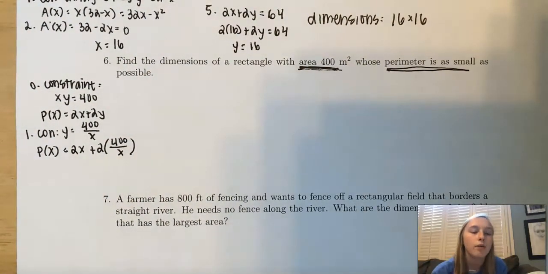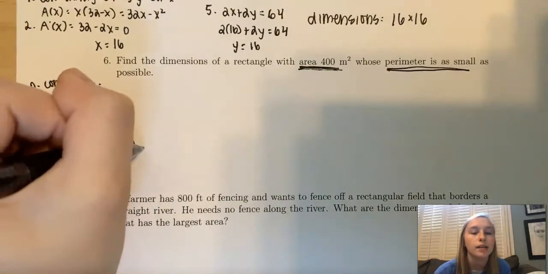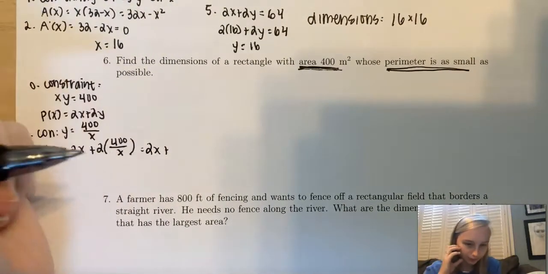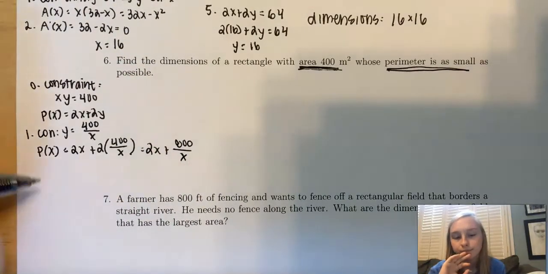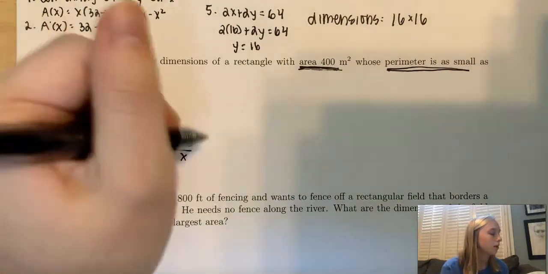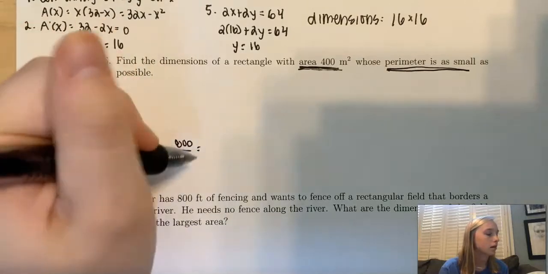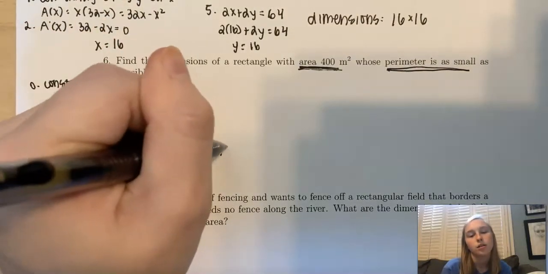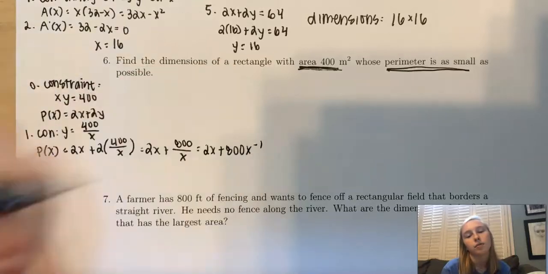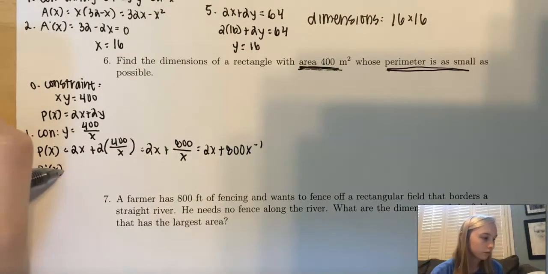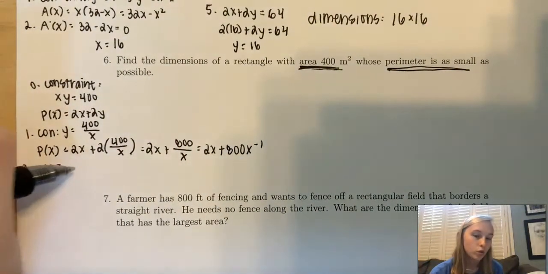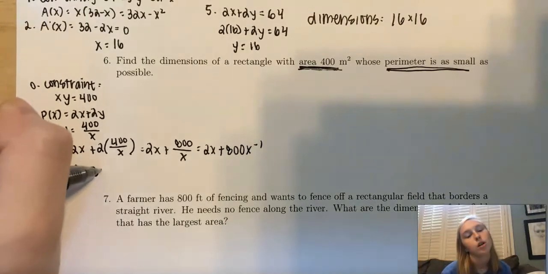And then once again, I write it in a way that is easier to take the derivative of, because that's what you're doing next. Hopefully you guys know that. Okay, there we go. 2x plus 800 times x to the negative 1. So step number 2, finding p prime of x, in this case is 2 minus 800x to the negative 2.